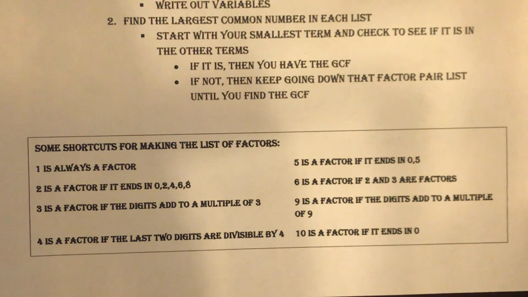5 is a factor if it ends in 0 or 5. 6 is a factor if 2 and 3 are both factors of it. 9 is a factor if the digits add to a multiple of 9. So again, use an example of 36. We add the 3 and the 6 together. That becomes 9 itself. So that is a multiple of 9. So that works. And 10 is a factor only if it ends in 0. If it doesn't end in 0, you know 10 is not a factor. So those are just some cheat codes. You don't have to use those, but maybe they might be helpful for you if you don't have all your multiplication facts memorized, because this first early part is an exercise on not using our calculator, creating these factor lists without using the calculator.